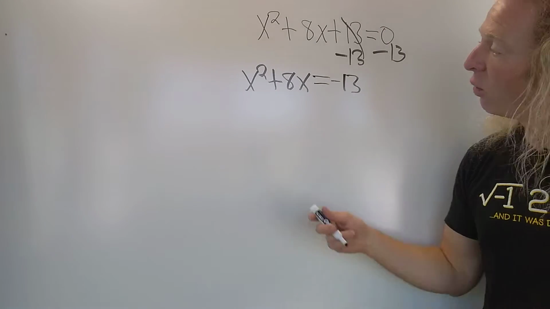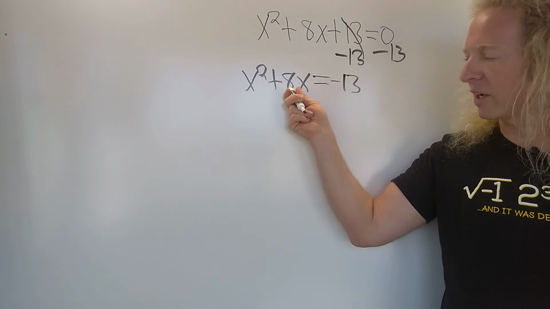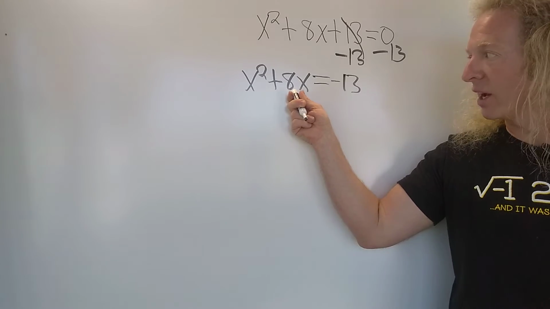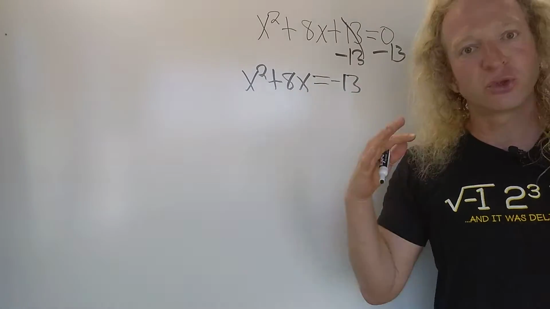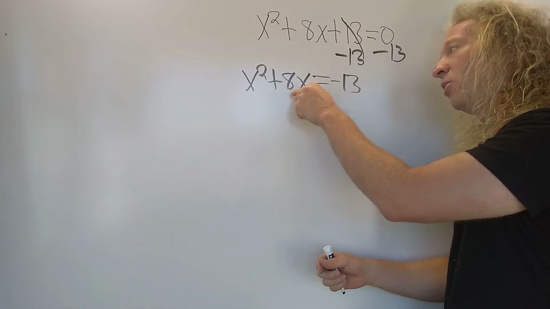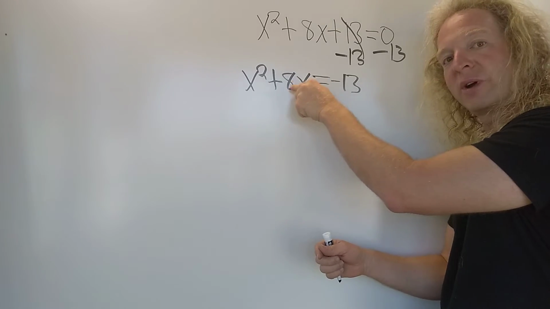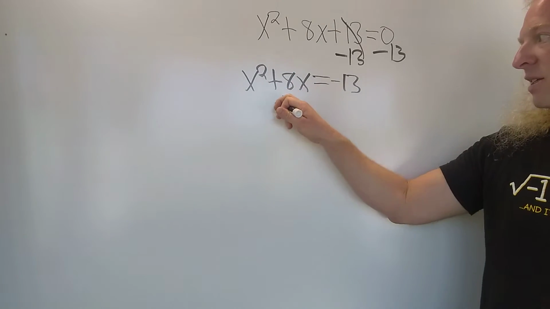So what does that mean? Well, you take the coefficient of x, so the number that's right in front of the x, you divide it by 2 and you square it, okay? So 8 over 2 is 4, 4 squared is 16. So we add 16 to both sides.